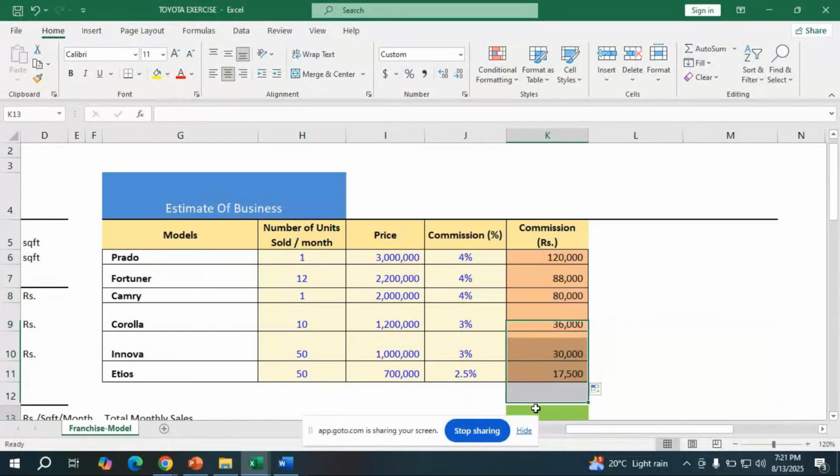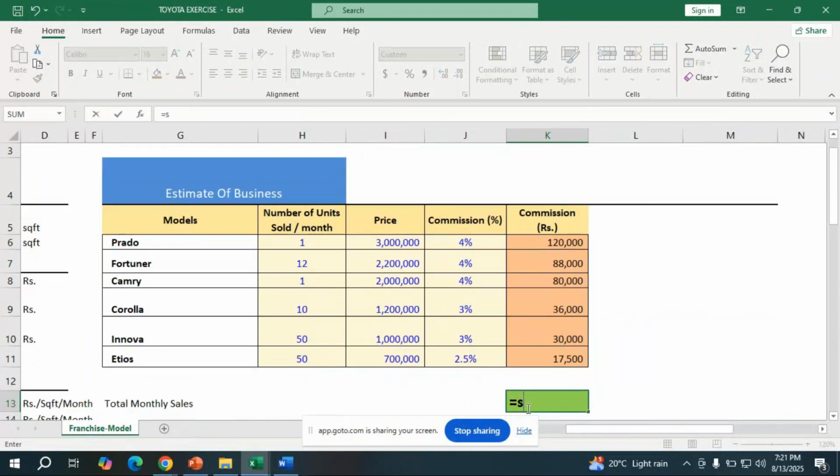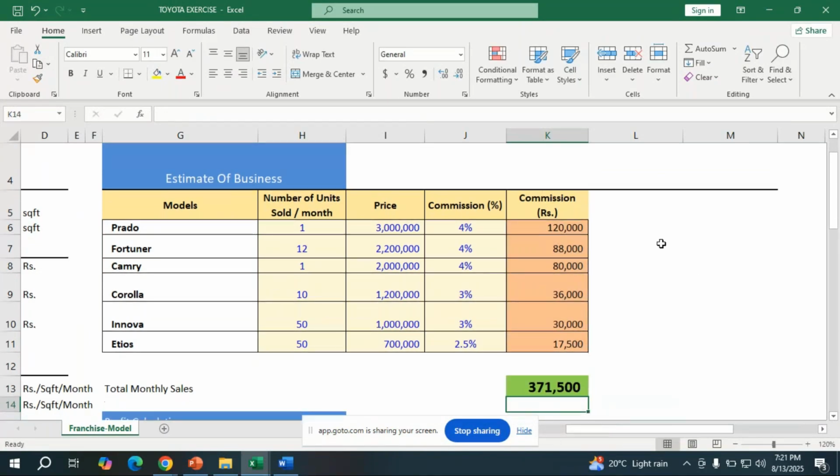Then what is the total monthly sales equal to? Take the sum function here. The total commission is 3,71,500. So make sure you do this, and then I will go for the next step.